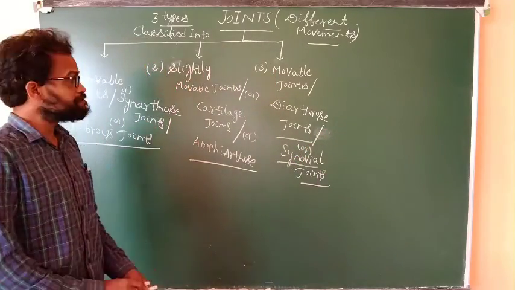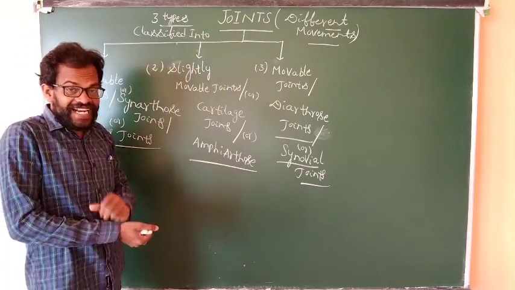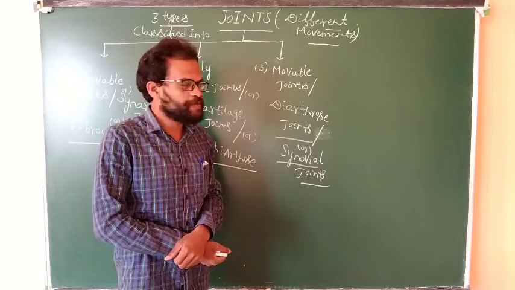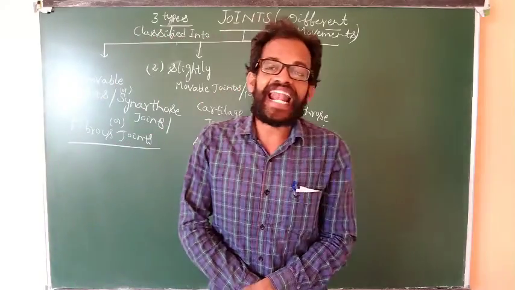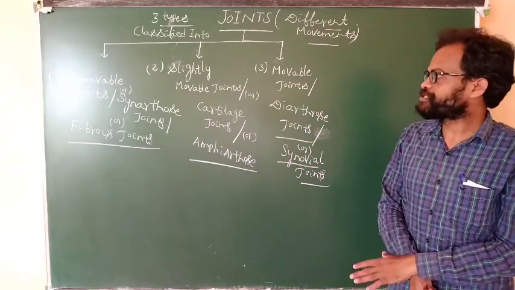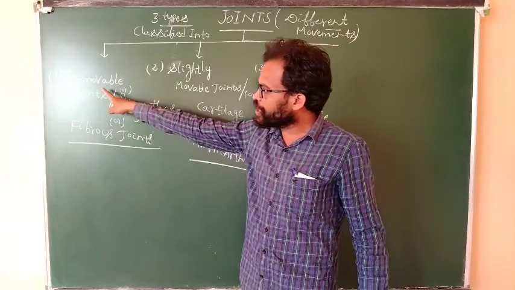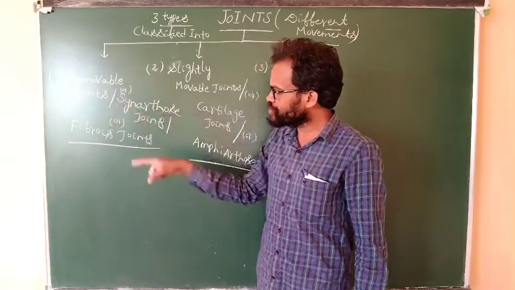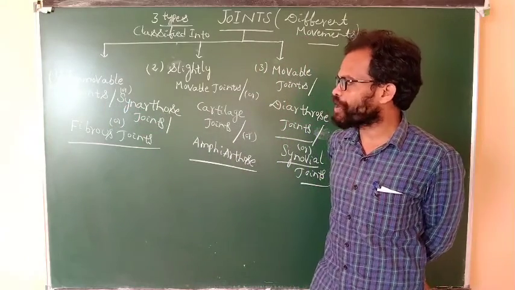Different types of movements are responsible for the joints. These joints are classified into three types. What is the first classification? Immovable joints. These immovable joints are also called synarthrosis joints.